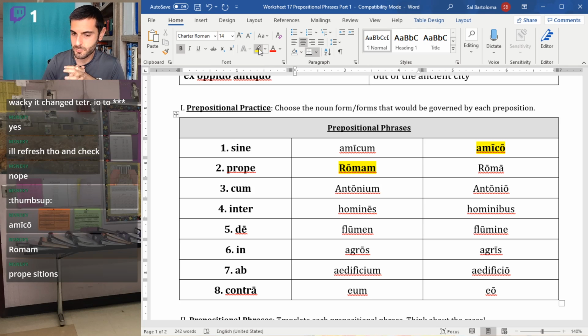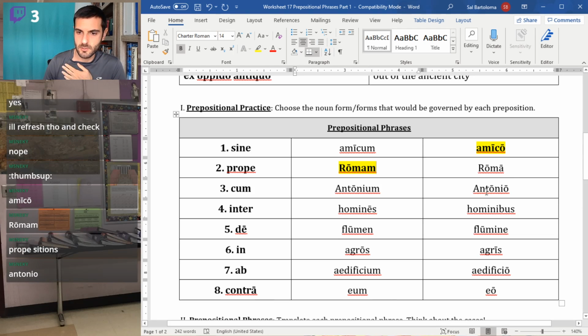Prepositions, actually. Preposition is prae. So prae means in front of, positus means put. So a preposition is put in front of another word. Cum Antonium, cum Antonio. Cum meaning with. Cum Antonio. Cum takes the ablative case, of course. Okay, cum Antonio. Inter, which means among or between.